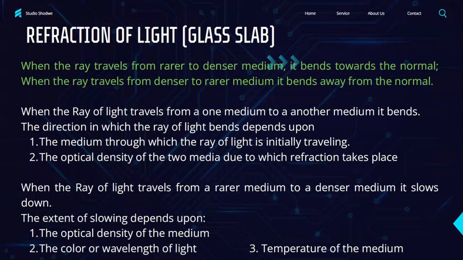Still continuing with the same refraction of light through a glass slab. When the ray travels from a rarer medium to a denser medium, for example, from air to glass, it bends towards the normal. When the ray travels from denser medium to rarer medium, for example, from glass to air, it bends away from the normal.